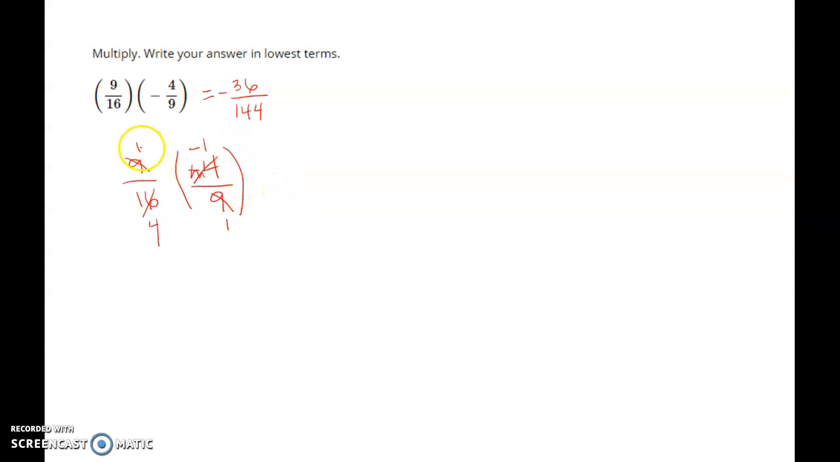And now we'll just multiply. So 1 times negative 1, multiply straight across the top. It's negative 1. 4 times 1 will just be 4. And that is our final answer.